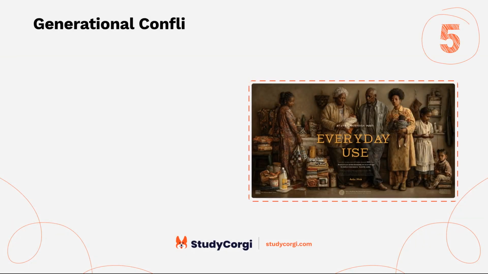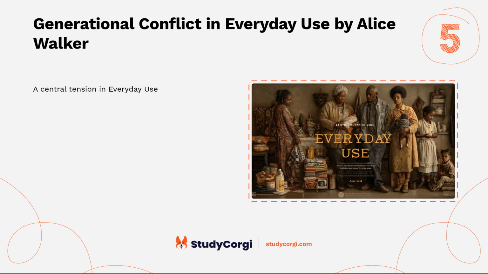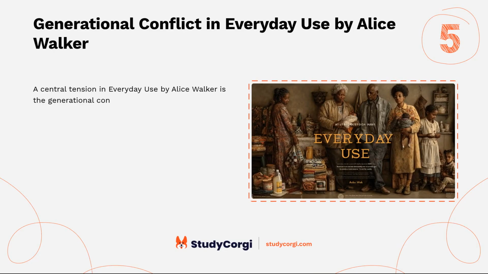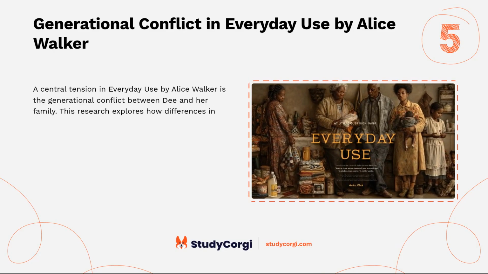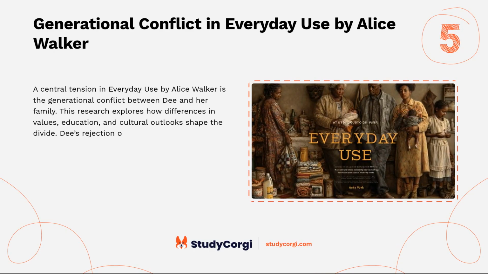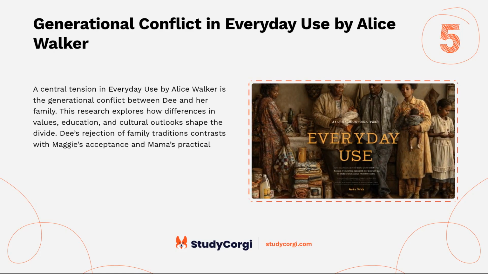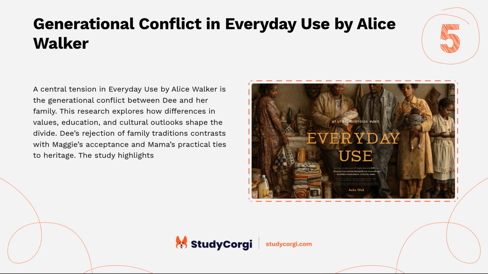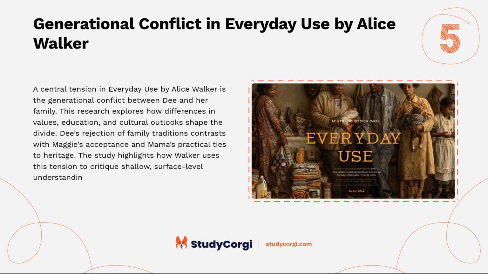Generational Conflict in Everyday Use by Alice Walker. A central tension in Everyday Use by Alice Walker is the generational conflict between Dee and her family. This research explores how differences in values, education, and cultural outlooks shape the divide. Dee's rejection of family traditions contrasts with Maggie's acceptance and Mama's practical ties to heritage. The study highlights how Walker uses this tension to critique shallow, surface-level understandings of cultural identity and authentic connections to heritage.